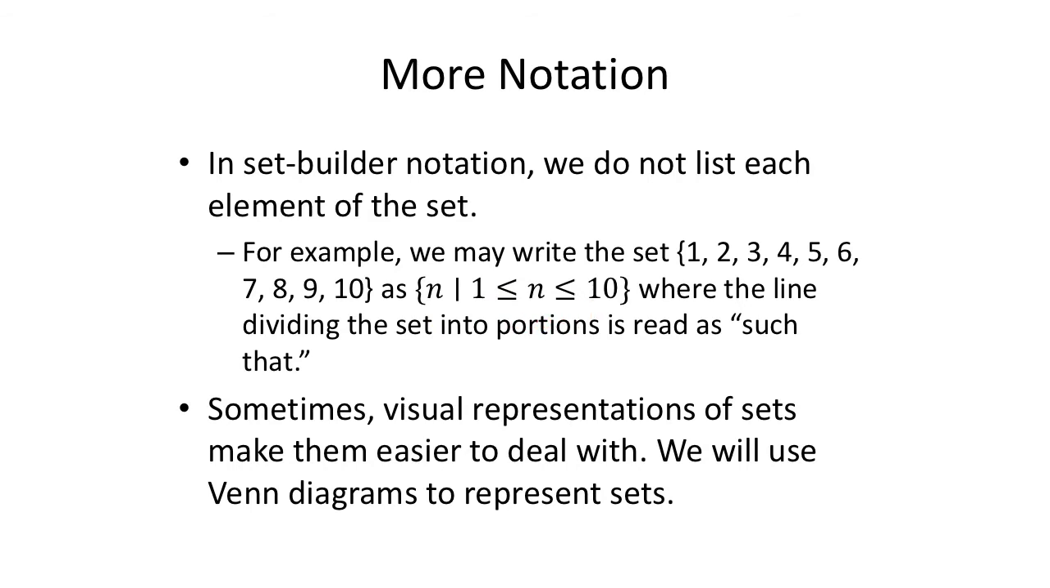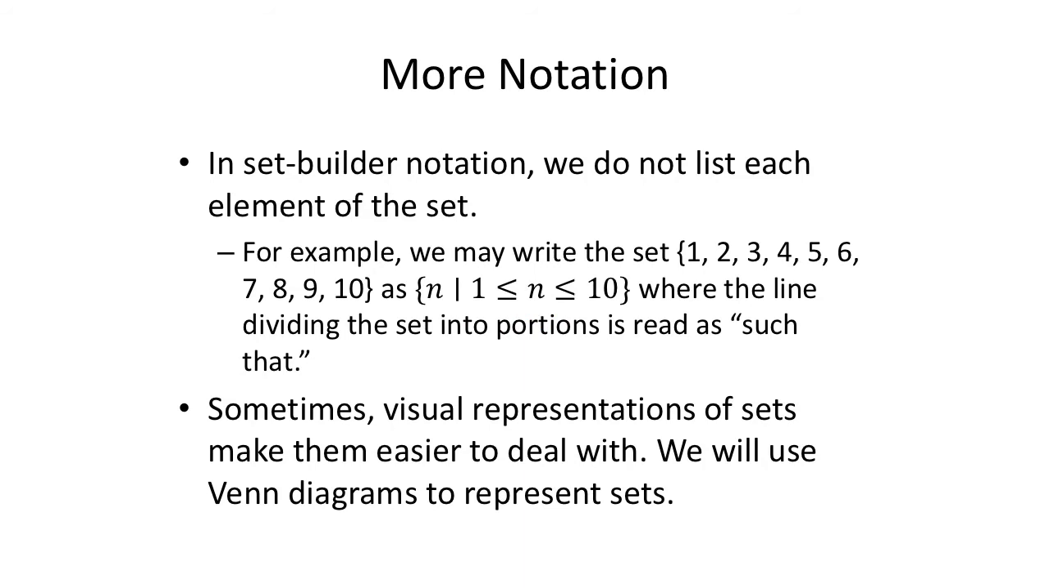Now something like 1 through 10, we could list them. But if I asked you to write down a set of the first 1,000 counting numbers, you wouldn't want to sit down and write every number between 1 and 1,000. An inequality in set builder notation might be a better way of doing that.